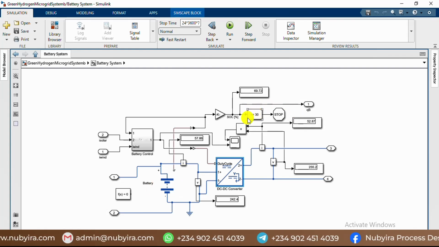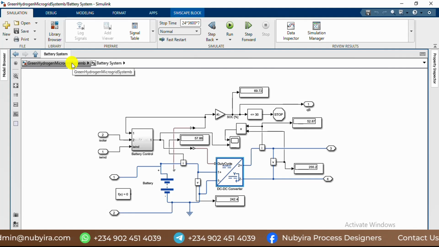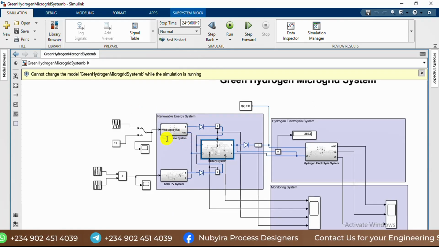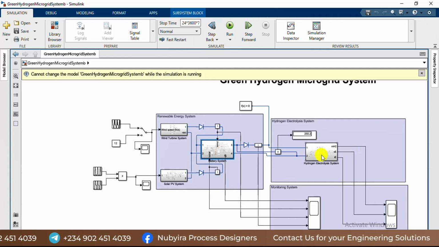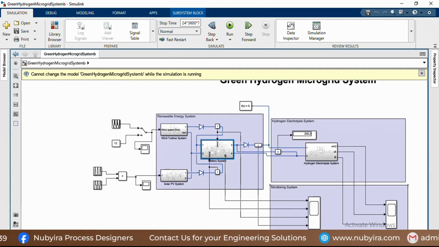When it is less than 30, it's going to stop the simulation, to prevent that problem. Then you have this wind turbine system, and everything is given just like we have it, and this one is just to measure the voltage, so that there is nothing wrong with the circuit.